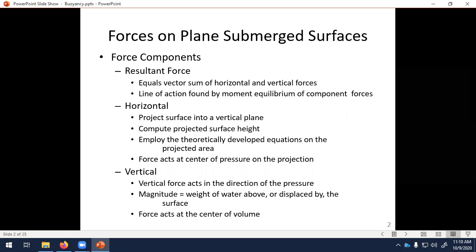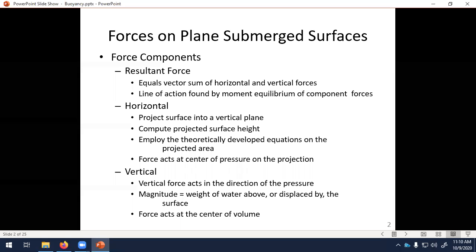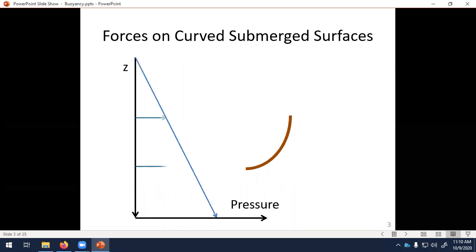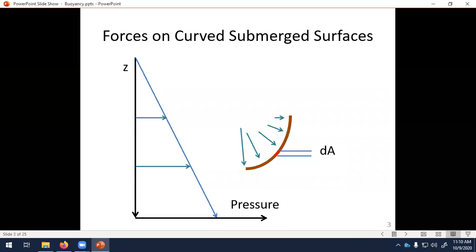So, a big step backwards: we talked about forces on plane submerged surfaces. We could take that resultant force and divide it into horizontal and vertical components. And what we did was employ that device, breaking the resultant force into horizontal and vertical components, in order to help us calculate the force on a curved submerged surface.